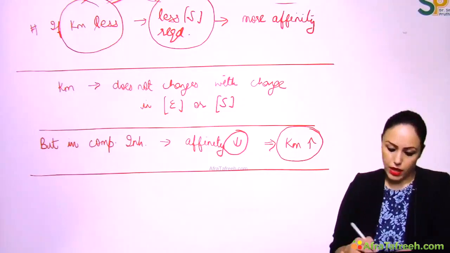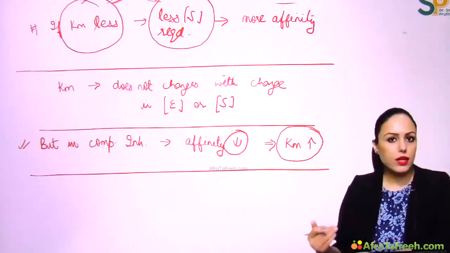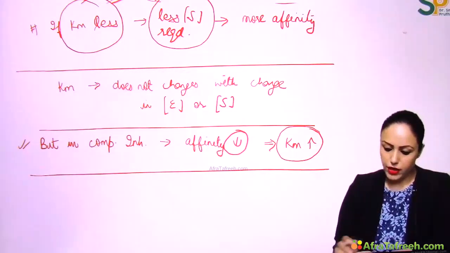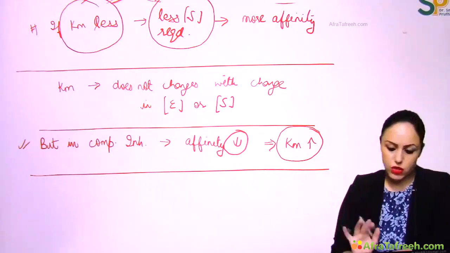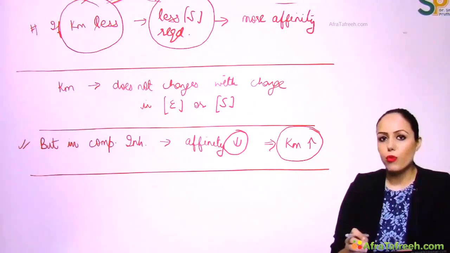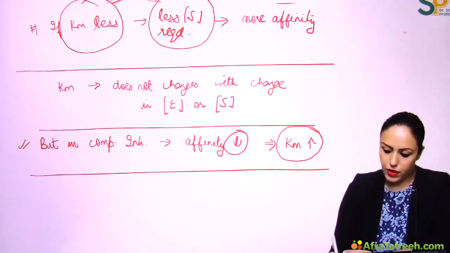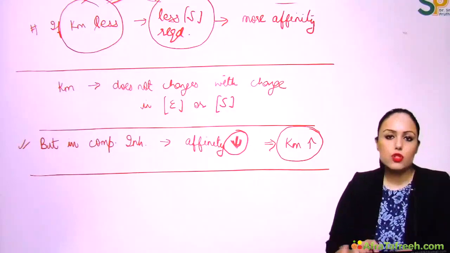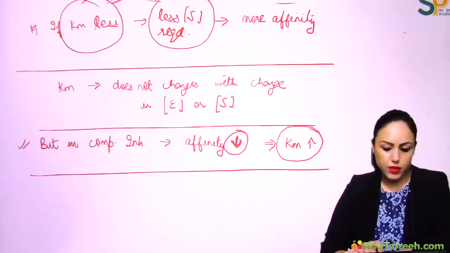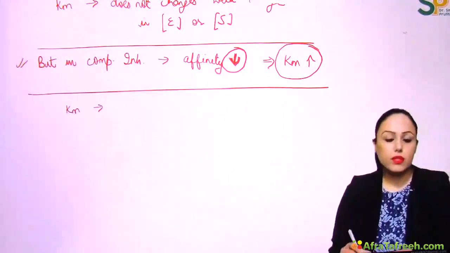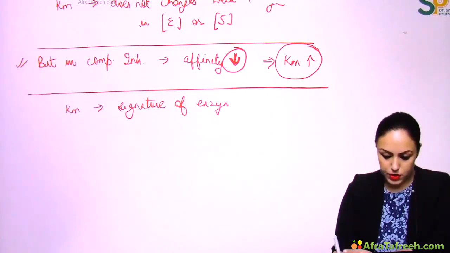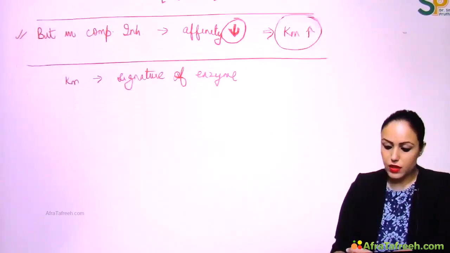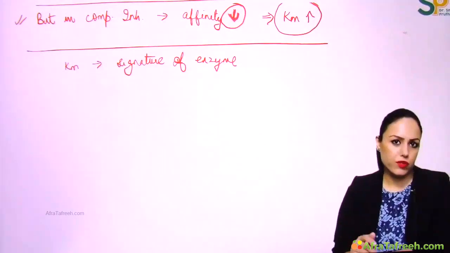Okay, I'll take the detail of competitive inhibition in the later part of this video. Right now, just remember that Km will never change, it's a constant value. But in case of competitive inhibition, affinity decreases, so Km increases. Okay. Next, note down that Km is considered signature of enzyme. It's such a constant value that it is considered signature of enzyme.